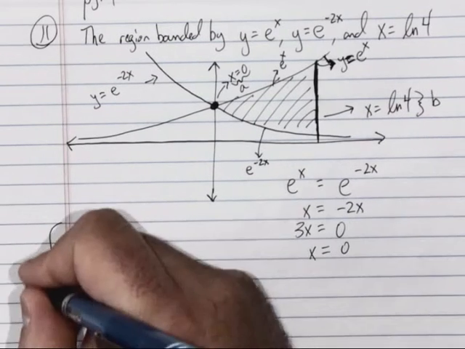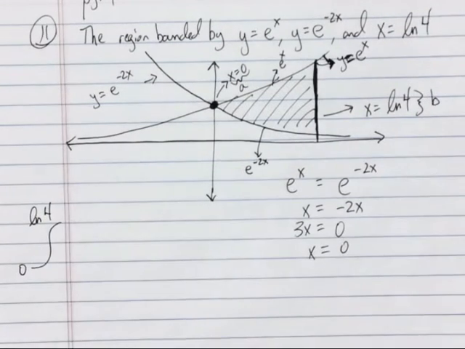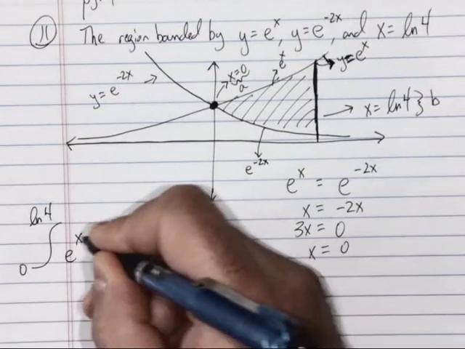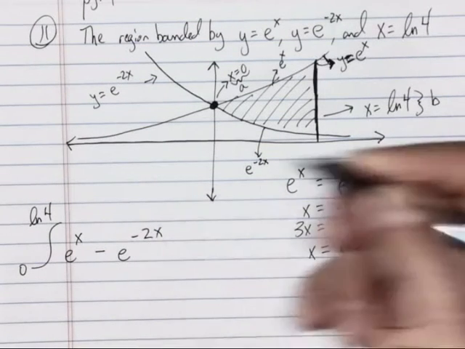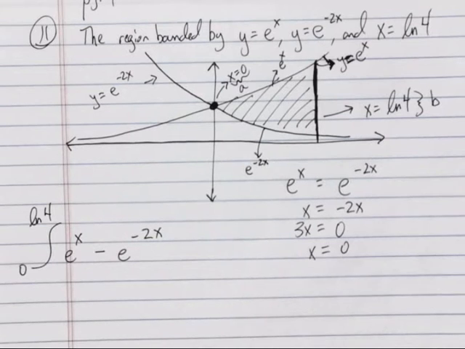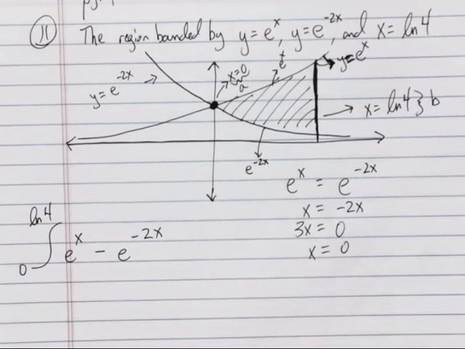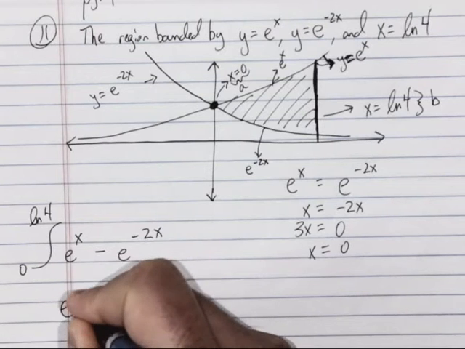Our a is 0. Our b is ln of 4. We know that the top curve is e to the x. Bottom curve is e to the negative 2x. So we're going to subtract those two. All right. So now we need to integrate and do our fundamental theorem of calculus. Well, e to the x is pretty easy to integrate. That's e to the x, so that makes it nice.